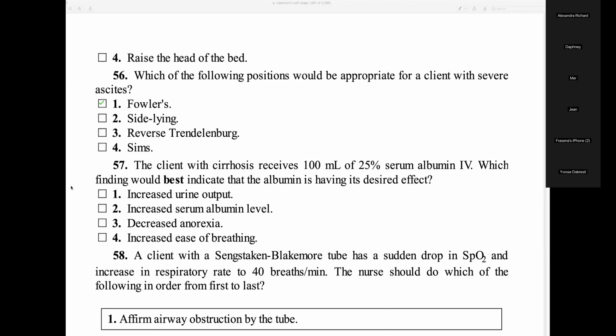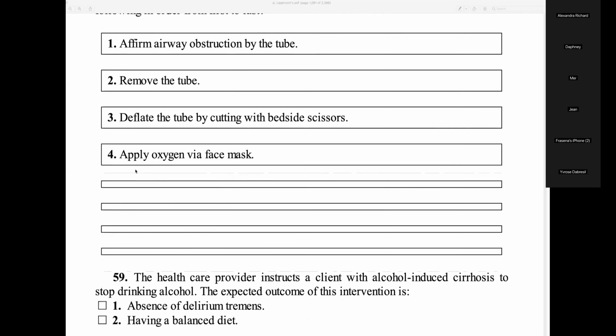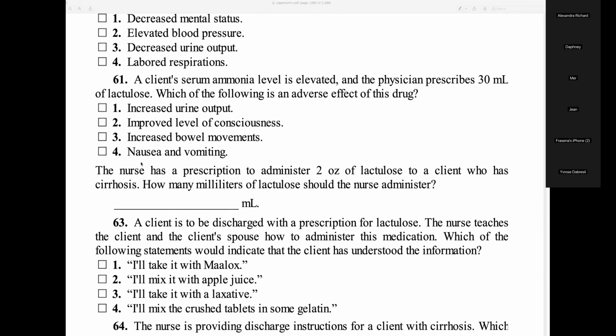All right. And last question, and then we're going to take a break and we'll do the meds, and then we'll do musculoskeletal, is 61. All right, a client's serum ammonia level is elevated and the physician prescribes 30 mLs of lactulose. Which of the following is an adverse effect of this drug?